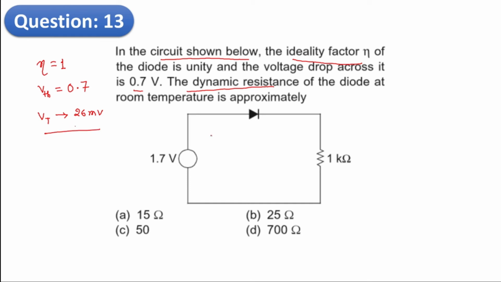So we require dynamic resistance. We have current I, which is equal to Is into e to the power Vd divided by eta Vt.